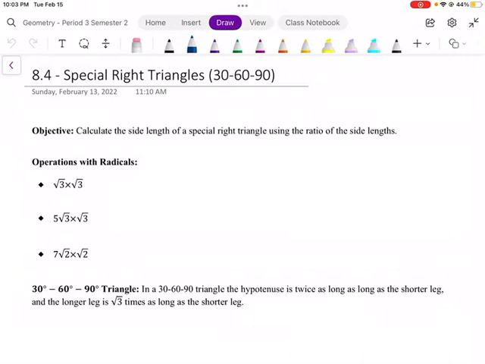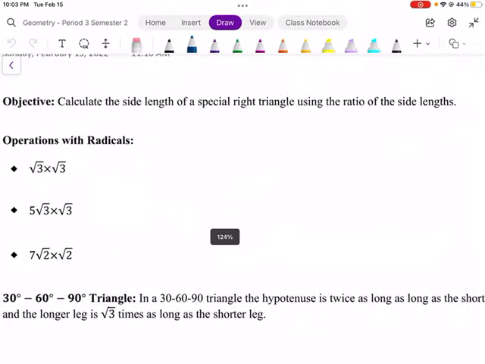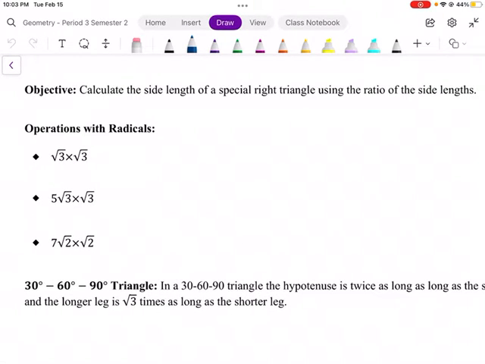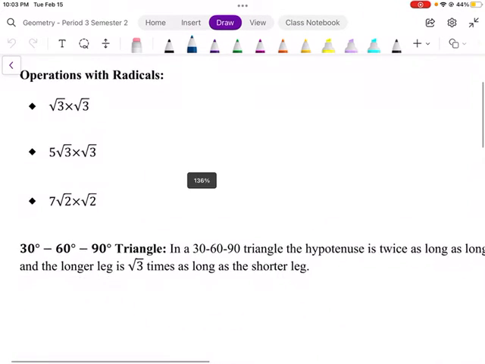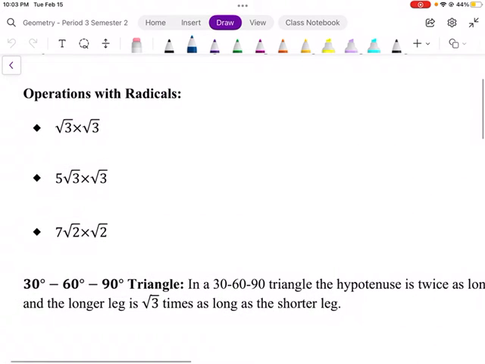8.4 is on special right triangles. This time we're going to go over the 30, 60, 90 triangles. So our objective again is to calculate the side lengths of a special right triangle using the triangle ratios of the side lengths. Before we start that, we're going to work with some radicals.